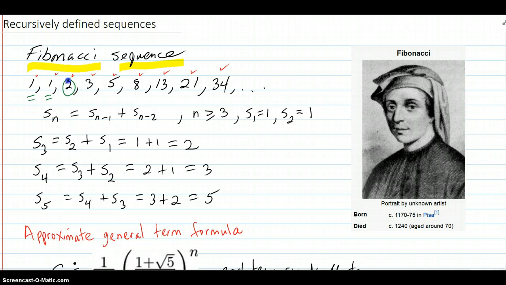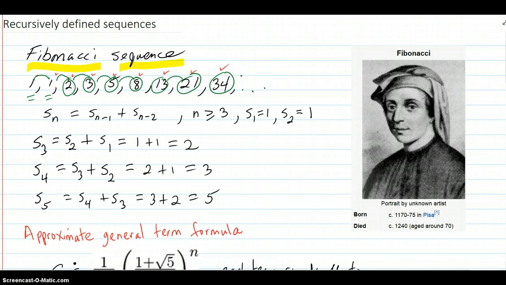to get the next one, you sum up these two, and to get the next one, you sum up the previous two. 1 plus 2 is 3. To get the next one, you sum up the previous two. 2 plus 3 is 5. To get to 8, it's 3 plus 5 is 8. To get to the next one, 5 plus 8 is 13. 8 plus 13 is 21. 21 plus 13, 34, and so on.